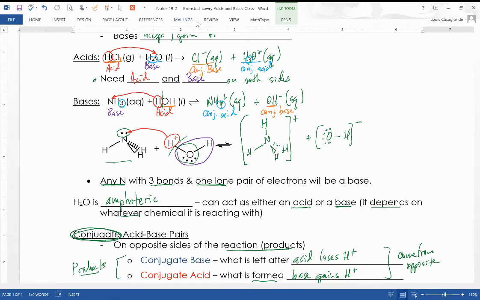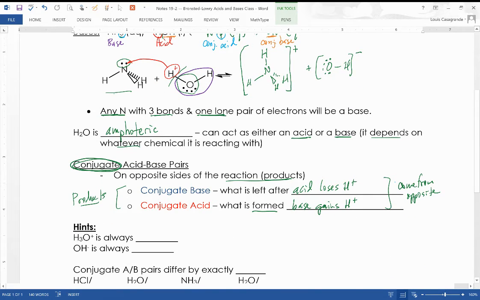Now, a couple of important points to make. Number one, you're not always going to have H3O plus in your reaction, but if you have H3O plus, it's always going to be either the acid, you can have it in the reactants, or the conjugate acid, because it can only lose an H plus. Even though there's room for another H on H3O plus, the charge is too high. So it has a positive charge. You're not going to be able to attract another H plus to the H3O plus.